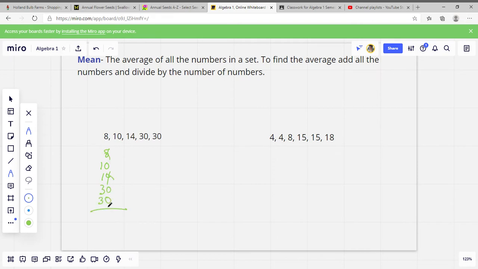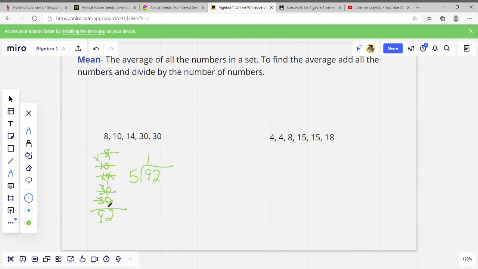8 and 4 is 12. And then 3 and 3 is 6, 7, 8, 9. We have 92. And then we have to divide by the number of numbers. I have 1, 2, 3, 4, 5 numbers. So I'm going to do 92 divided by 5.